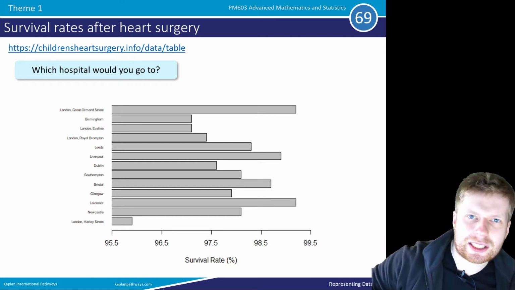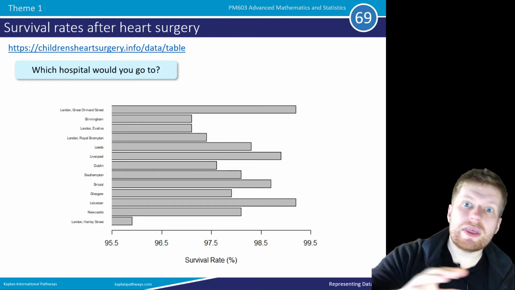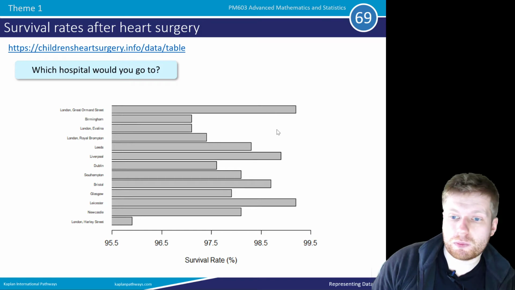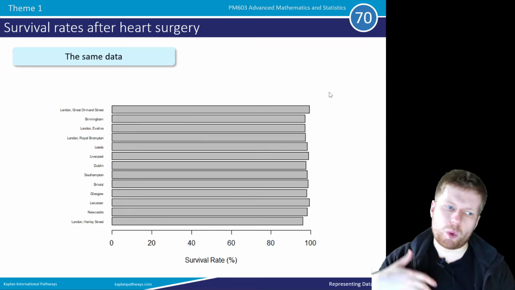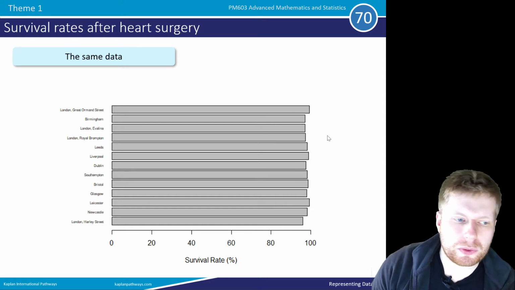And certainly as a statistician, that's one thing you should watch out for. This graph gives the illusion that there is a massive difference between the hospitals, okay? This hospital is performing much worse than the hospital up here, for example. Whereas this one shows what's actually probably happening, which is that there's not much difference between these hospitals, okay?